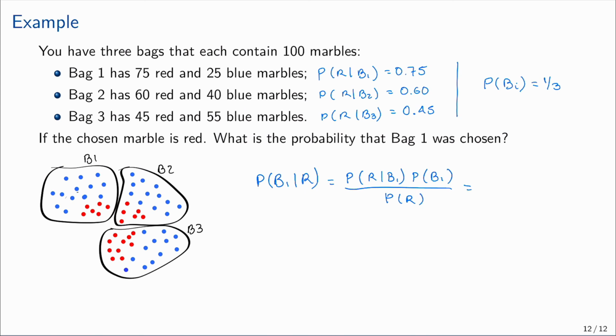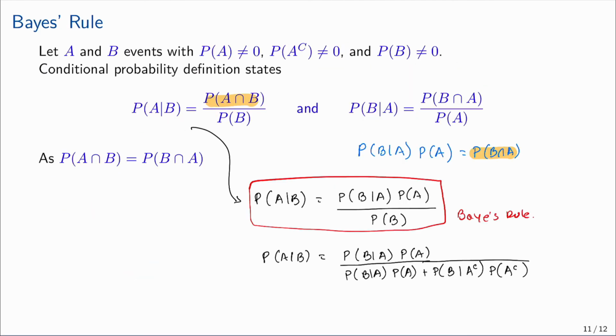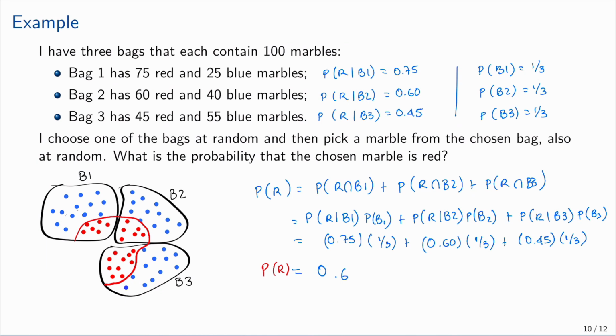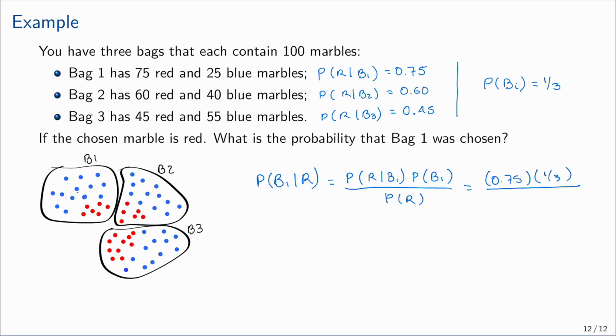So now we have our results. The probability of red given that we choose bag 1 is 0.75, multiplied by the probability of selecting bag 1, which is 1/3, and divided by the probability of selecting red, which we have from the previous example, 0.6. So the final result, the probability of choosing bag 1 given that the marble was red, is equal to 5 over 12.